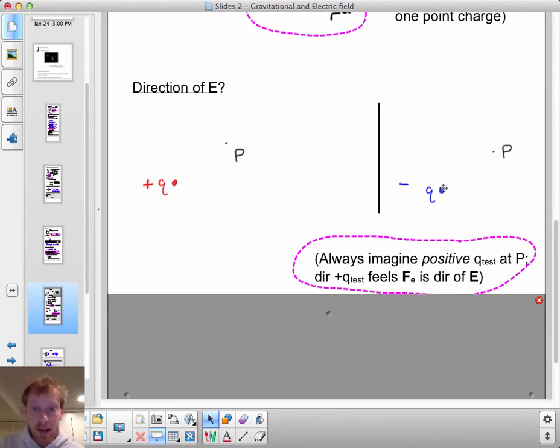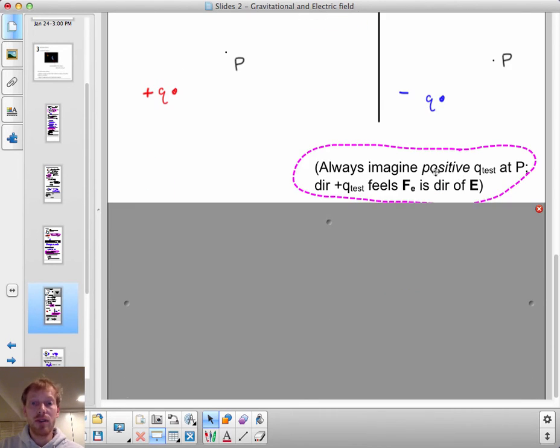If instead we have this negative charge there, we still imagine putting a positive test charge at this location when we ask the question, what direction is the electric field at this location? And if there were a positive charge there, it would be attracted to that negative charge. So I know that the electric field at this location P is towards that negative Q charge.